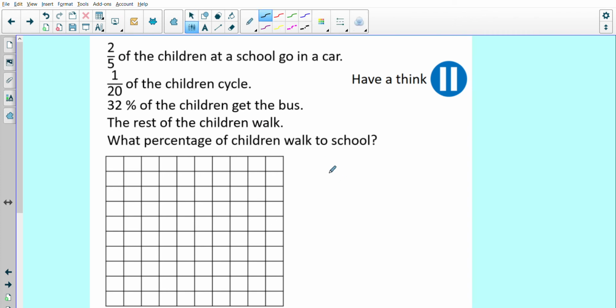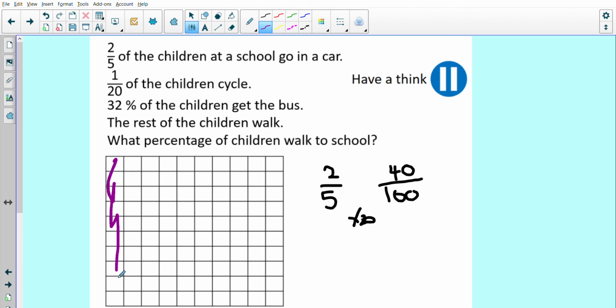So 2/5, what's that as a percentage? Try and figure that out by yourself and unpause when you're ready to hear the first bit. So to get from 5 to out of 100, how am I going to do that? Multiply by 20, both the numerator and the denominator. So I'll do the same for the 2. The numerator is multiplied by 20. That's 40 out of 100. So I can shade in 40%.